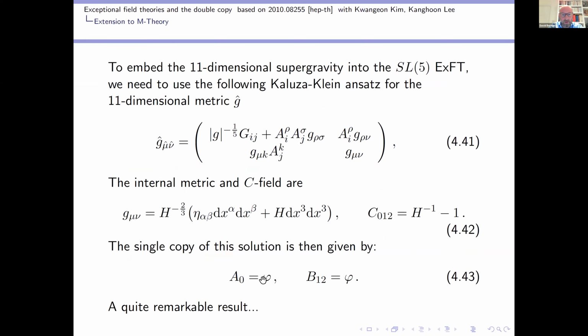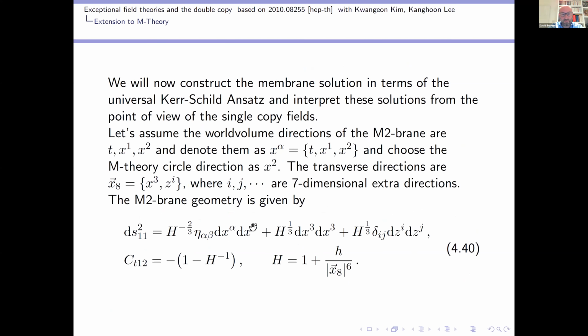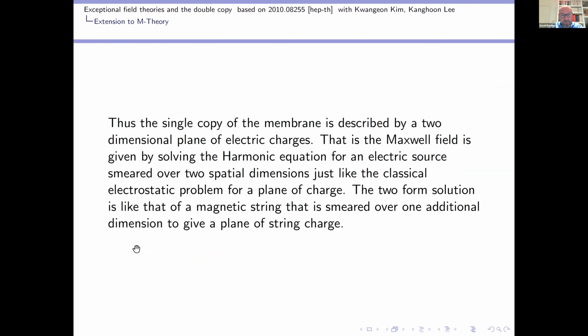I then find that the single copy solution I had is just A_0 equals phi, B_12 equals phi, and then identify phi with H. Then I reproduce, just with this simple harmonic function, if phi is a harmonic function, this full nonlinear solution of the M2 brane. And that is what's good.